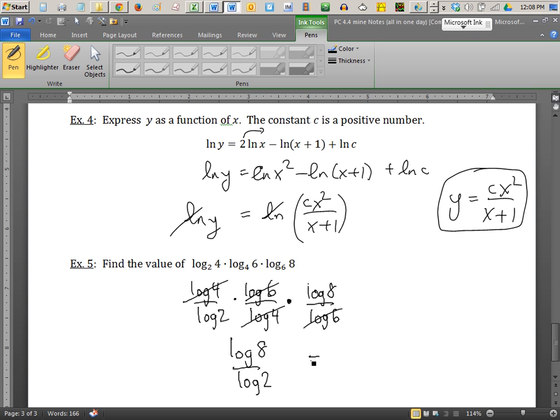Isn't that the same thing as log base something of something? What is it the same as? Log base 2 of 8. And isn't that just a number? What power of 2 makes 8? 3. That's a fun problem.